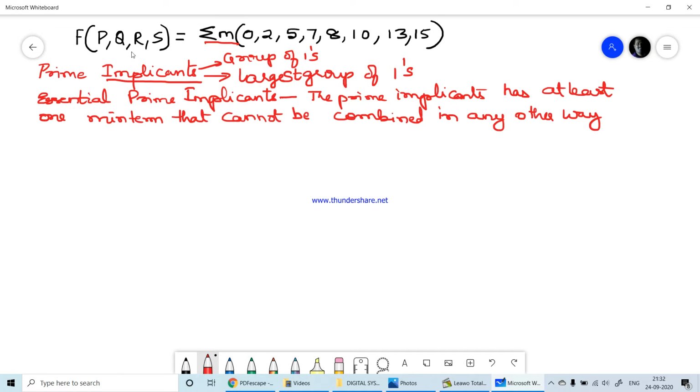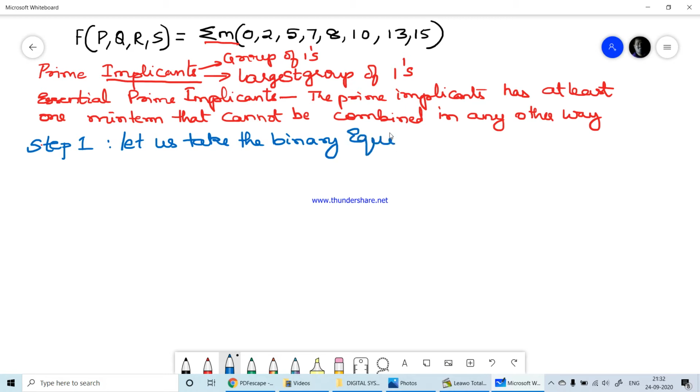Now coming to the problem, let us see the problem. In the Quine-McCluskey method, we have various steps that we use to reduce the expression. The first step in the Quine-McCluskey method is step 1, which is to take the binary equivalent or values of the above min terms. That is the first step we do.